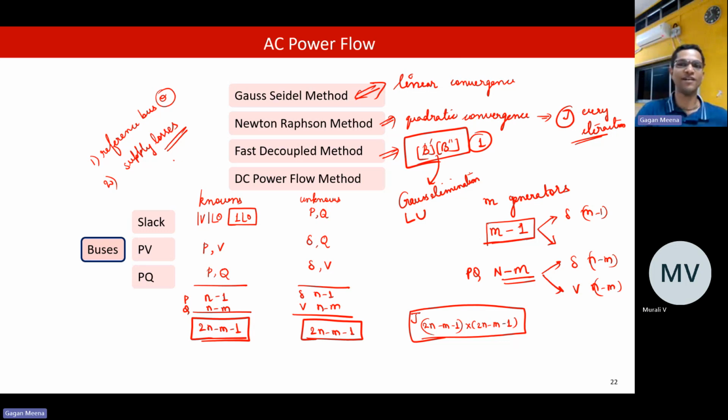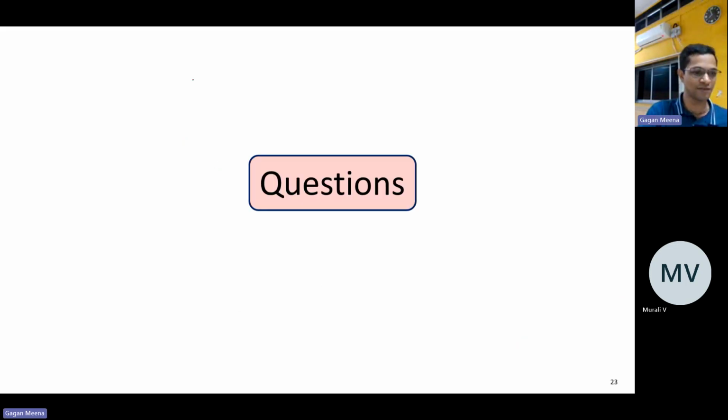And so if one inverse is taking so much time, you can imagine how much time a single iteration will take. So it's not a good option. Okay, now let us move to the next question.